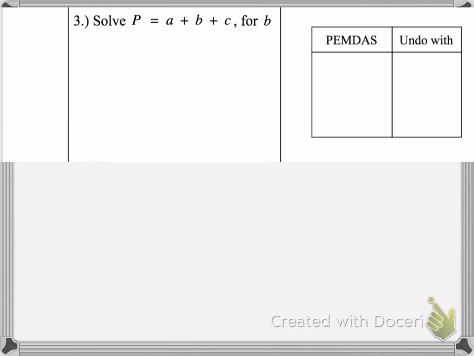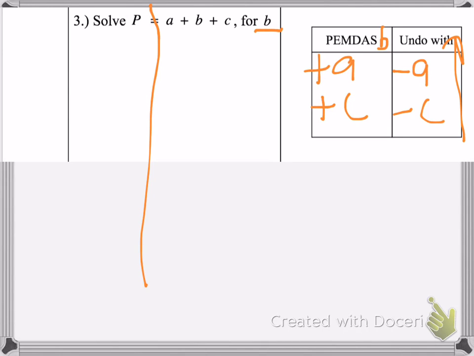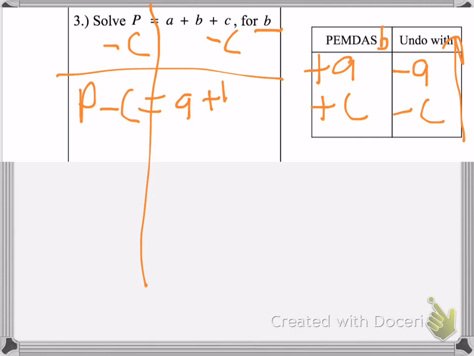So we're going to figure out what operations we're doing to b. Variable b this time is what we're solving for. If I look, we're adding a to b, and we're adding c to b. So we can undo that by subtracting c and subtracting a. So in my equation, I'm going to subtract c from this side, which means I need to subtract c from this side. So I have P minus C equals, we still have A, we still have plus B, and C minus C cancels, and that's gone.